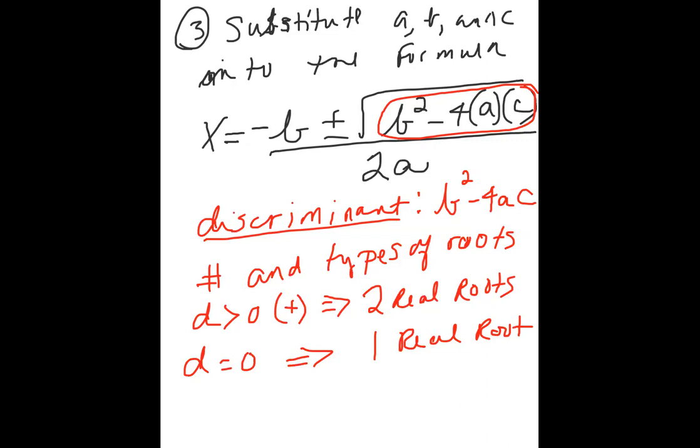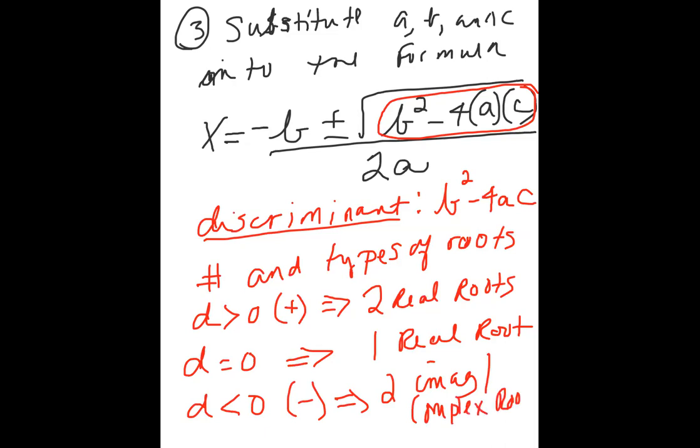Now, next, the third case is where the discriminant is less than 0. And if the discriminant is less than 0, then you're going to have a negative value. And that negative value is saying you're going to end up with 2 imaginary or complex roots for the quadratic, guys. So depending on what kind of a value you get for the discriminant, that determines the outcome of the quadratic equation in terms of the solutions.